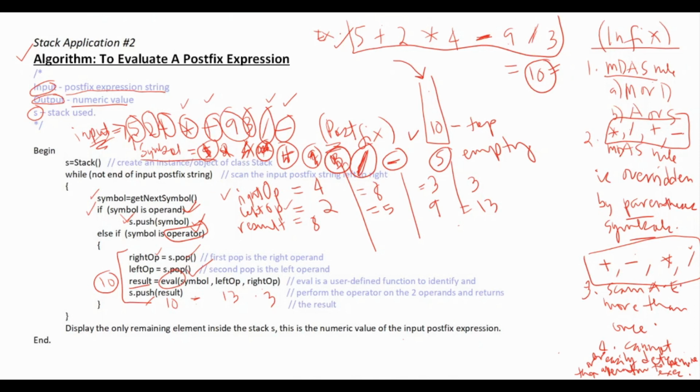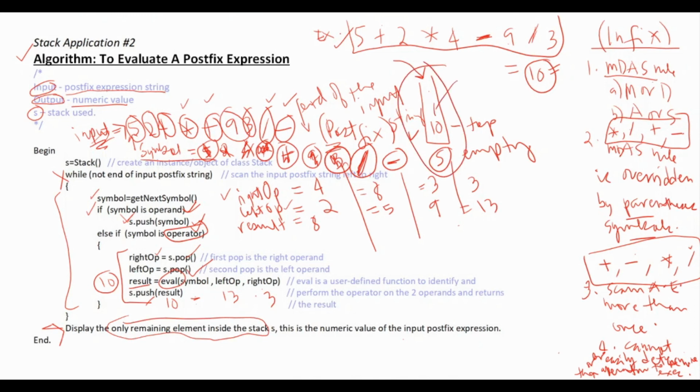After that, we reach the end of the input postfix string. So the while loop is over, and we jump to execute this part, which is to display the only remaining element inside the stack, which is this one. That is our stack containing only one element, 10. This is now the numeric value of the input postfix expression. So you then output that top, or depending on the programming language that you're going to use to implement this algorithm, you follow the syntax of that programming language.